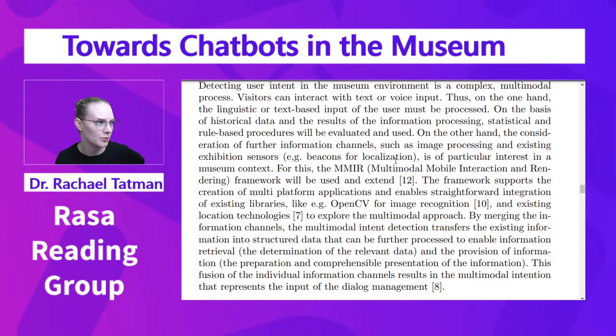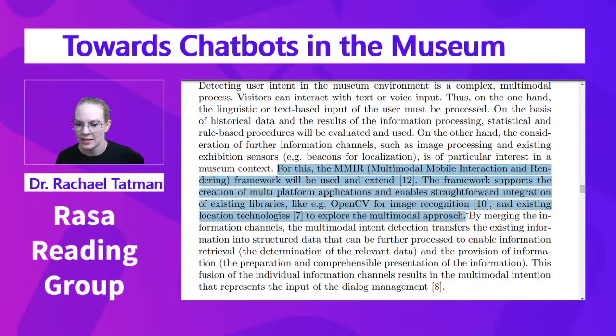Okay, so I think this is something that's been developed previously. The framework supports the creation of multi-platform applications and enables straightforward integration of existing libraries, e.g. OpenCV for image recognition, and existing location technologies to explore the multimodal approach. Okay, so they're using an existing framework that takes in image data and applies, probably, classifying which painting it is, if I had to guess, would be the main thing it's going to do. And then also handling the sensors. Because if the museum already has sensors installed, you might as well use them.